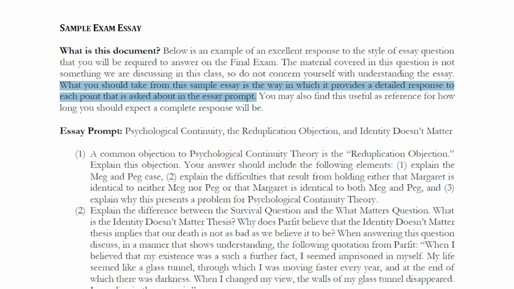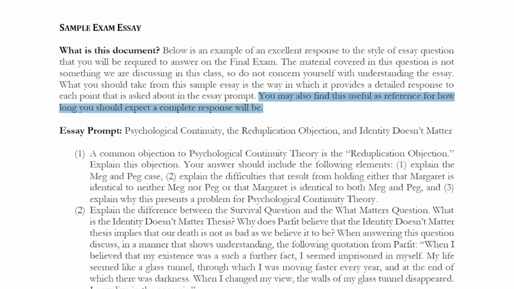However, there are two things that you can take away from this example. First, it provides a good example of what a detailed essay response looks like. If you go through the essay and compare it to the prompt, you can see that the essay proceeds systematically and responds to each point that is asked about in the prompt. There's nothing that is asked about in the prompt that is left out of the essay.